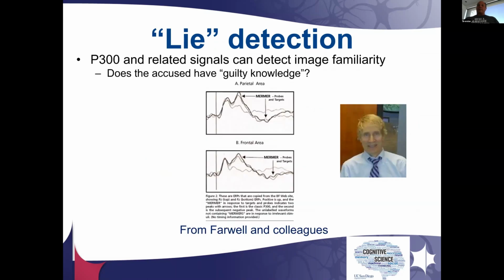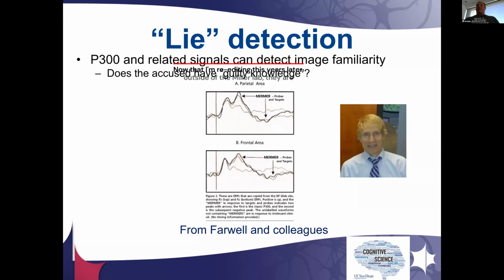This is another early approach with lie detection. This is the other guy from Farwell and Donchin. So this man here is Dr. Larry Farwell. He was a graduate student of Manny Donchin. And what the P300 can detect is whether an image is familiar to you. So that's why I put the word lie in quotes. It's not really detecting whether or not you're lying. What it's detecting is whether the accused has some kind of guilty knowledge.